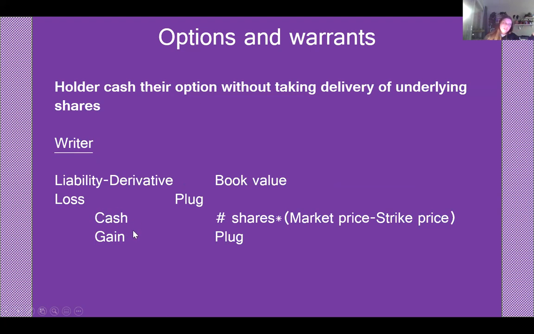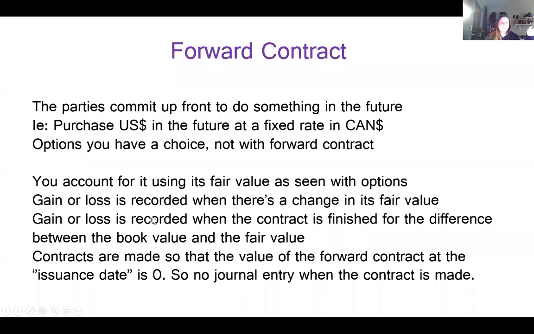Pay to the holder the amount that the holder is receiving, and then book a gain or loss. So that's pretty much it for options and warrants. Forward contracts are accounted for the same way as what we just saw. It's just that instead of having a choice at the end of the contract to either buy the common shares for the strike price, they have no choice but to buy the shares at the strike price.